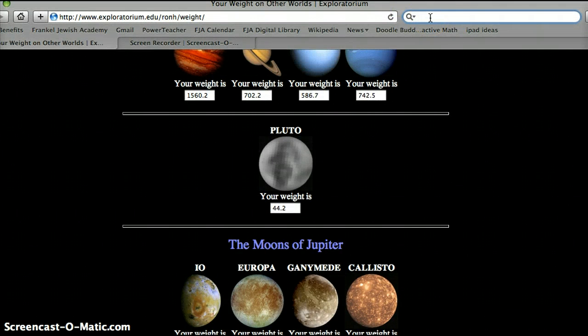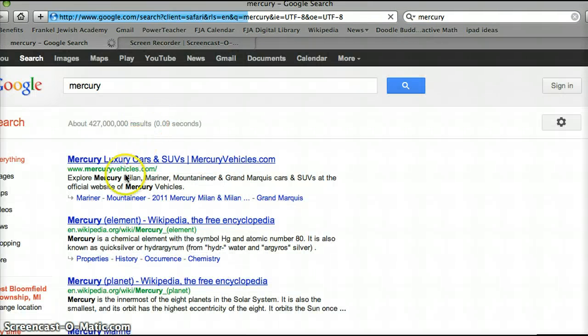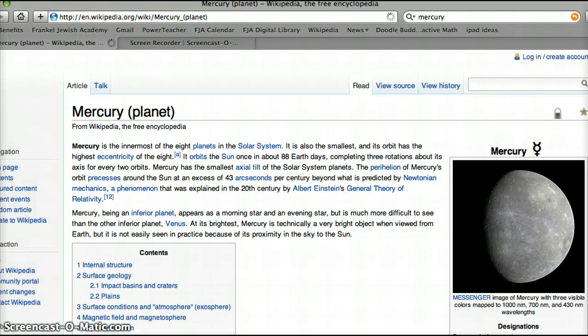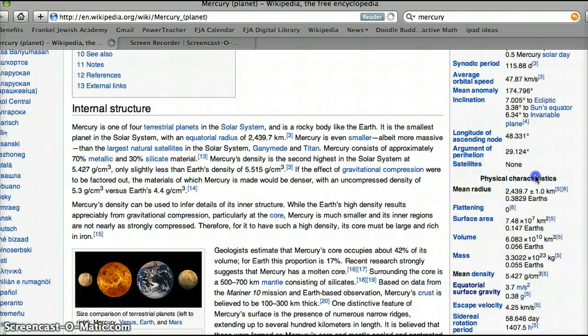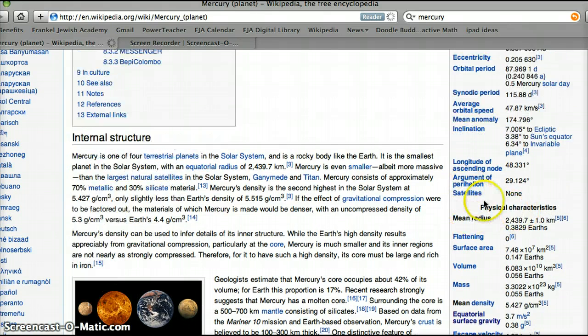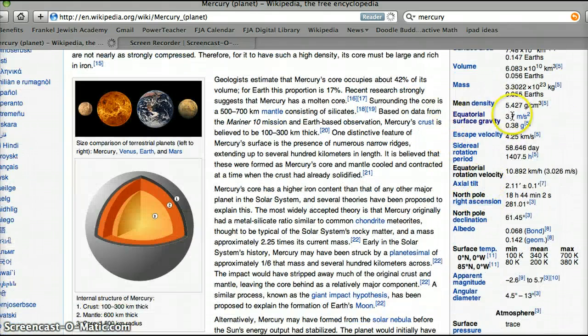So I'm going to Google Mercury, probably bring me to the Wikipedia page at some point. There's Mercury the planet, not the element. So Mercury the planet on the Wikipedia page. You have to scroll down on the right-hand side until you get to, see where it says physical characteristics. The physical characteristic we want is the equatorial surface gravity, and the units are meters per second squared.